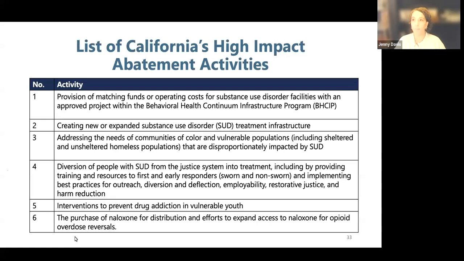As a note, the state subdivision agreements do include this list, but some of the older ones that were finalized before DHCS implemented number 6 will only include 1 through 5. But because we included number 6 as a high impact abatement activity, it's valid for all of the funds, regardless of which state subdivision agreement it does or does not appear in.